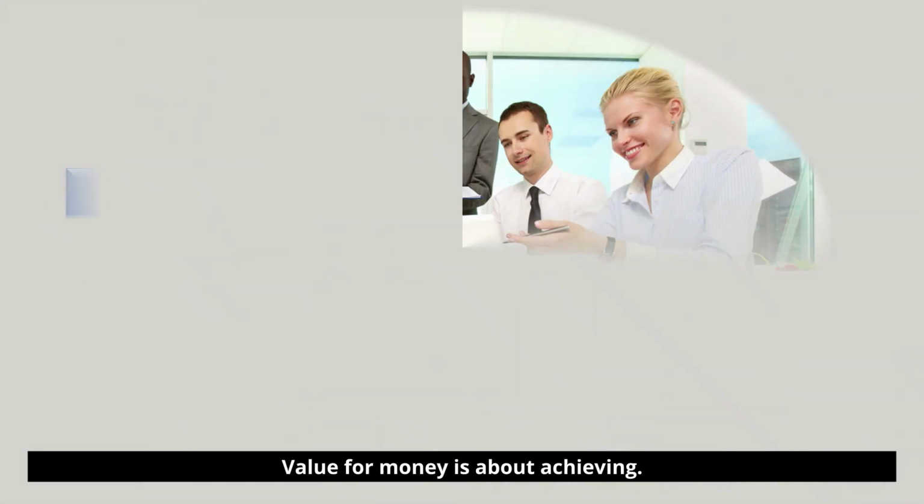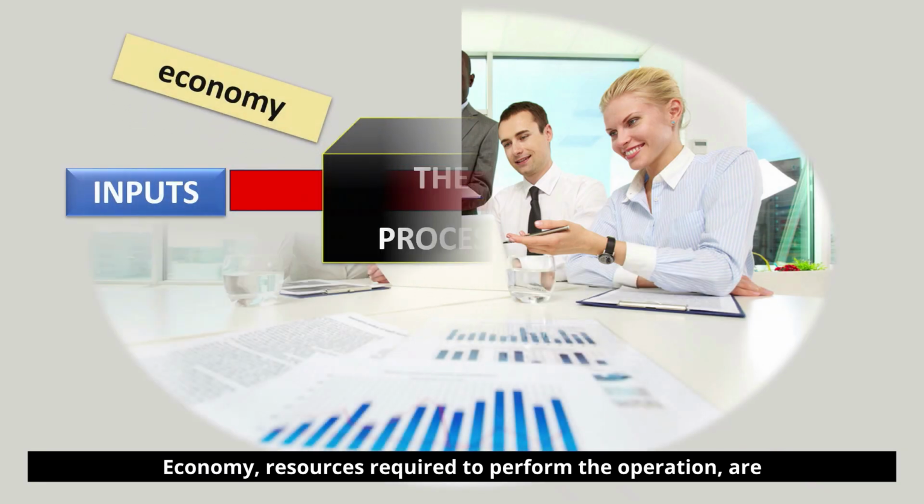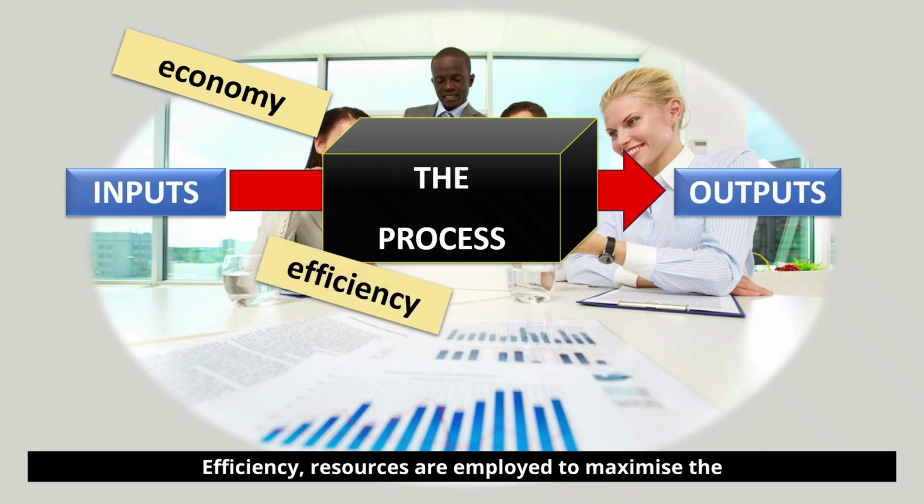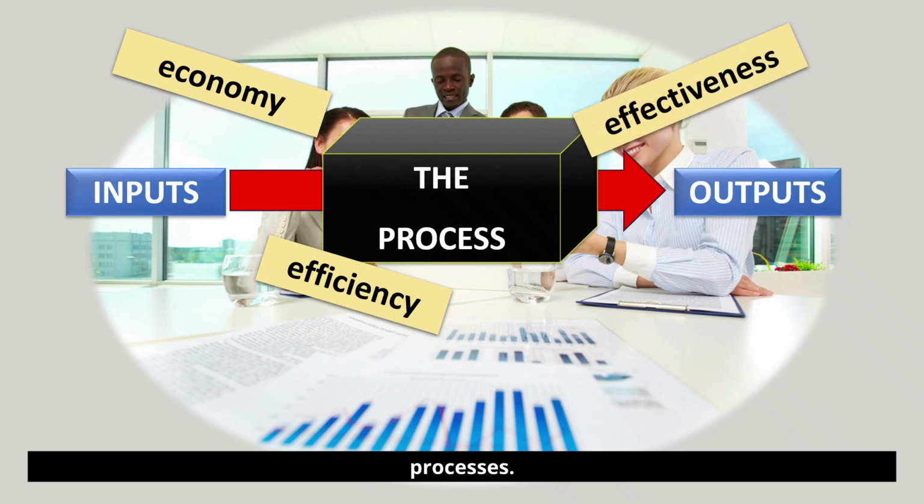Value for money is about achieving economy. Resources required to perform the operation are acquired in a cost-effective manner, with a focus on key suppliers and contracts along with the business partners and associates engaged. Efficiency. Resources are employed to maximise the resulting level of output. The main focus here will be on the business process and digital platform employed by the organisation. Efficiency includes a consideration of both the input cost and quality and business processes.